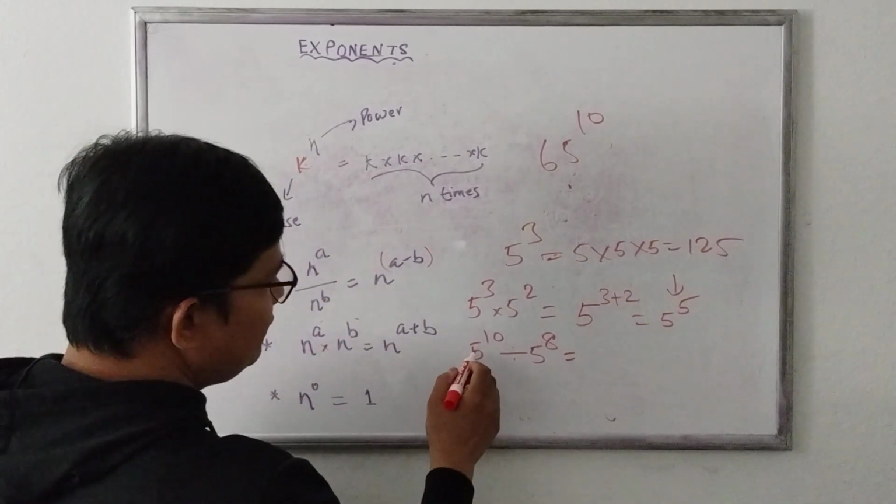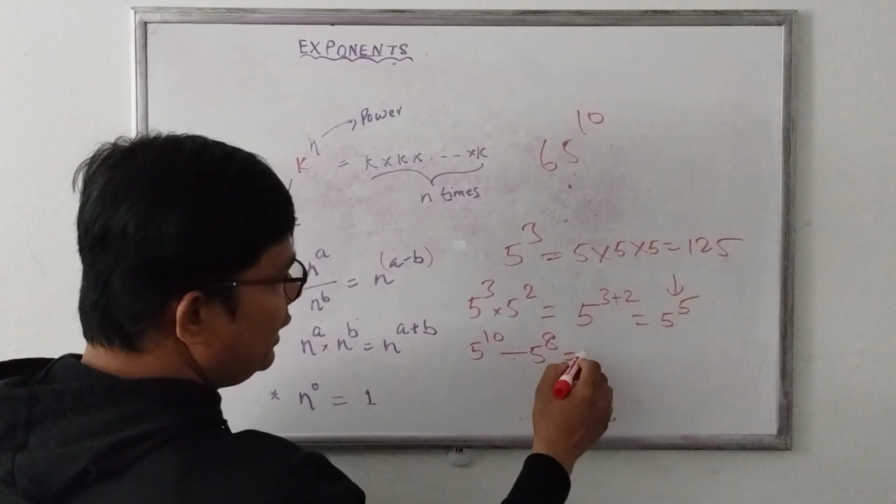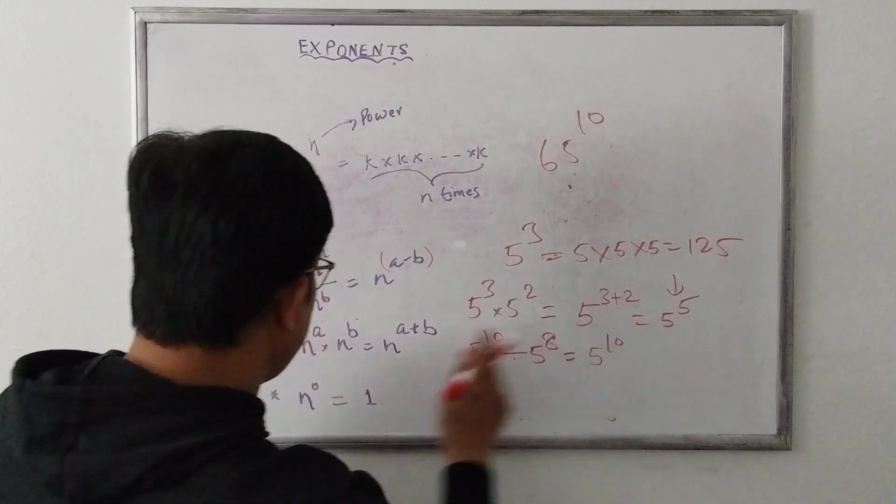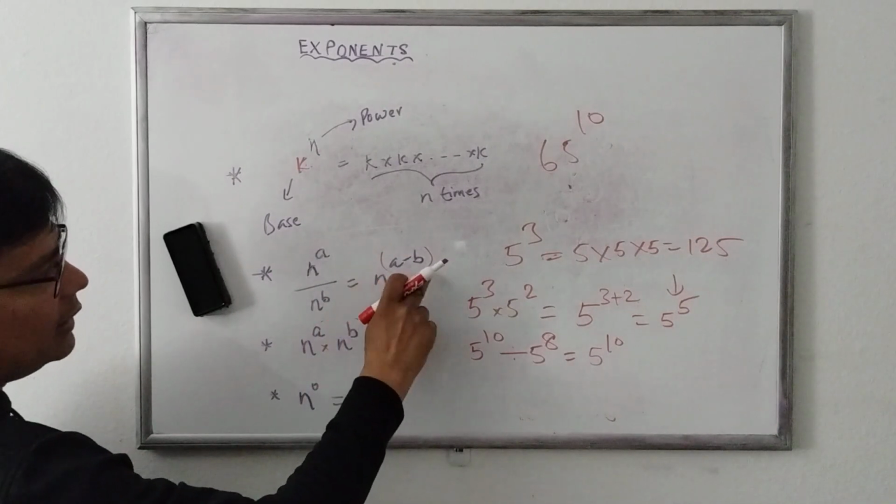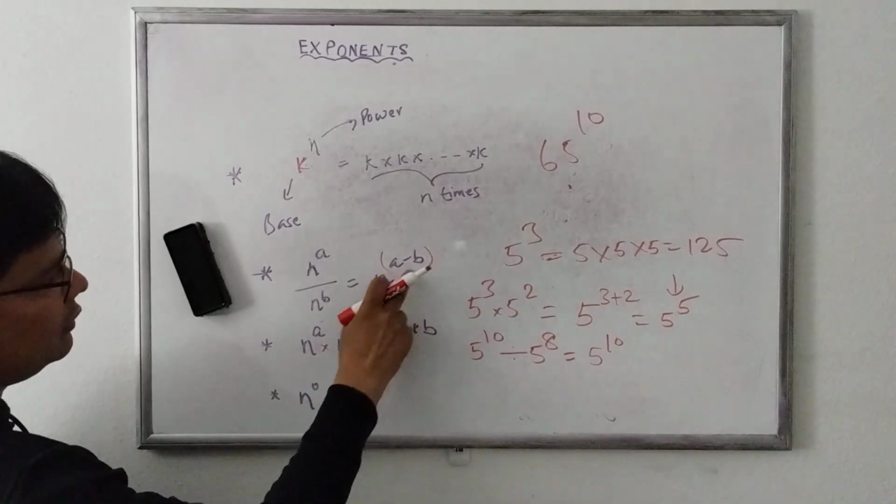Now the second example, 5 power 10 divided by 5 power 8. It means from this formula, 5 power 10 minus 8.